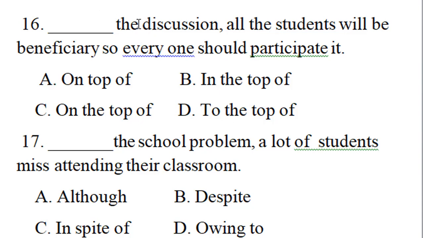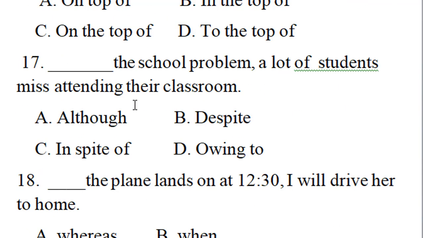How do you conclude? One is speech, one is writing. The best ways of concluding for this short paragraph: on top of the discussion. Yeah, right. On top of the discussion, no need to insert any article here. So on top of the discussion, all the students will be beneficiaries. Yeah, on top of, right.